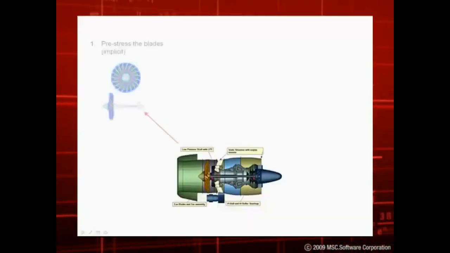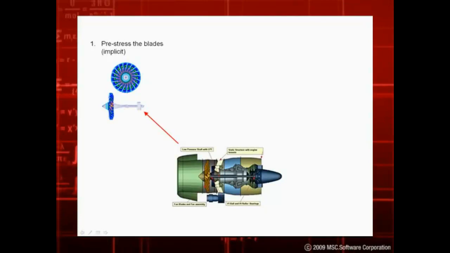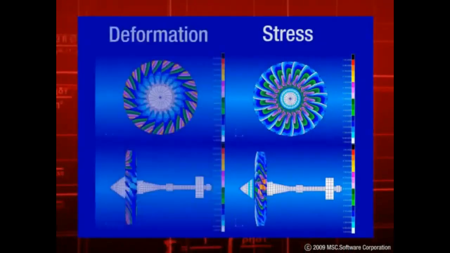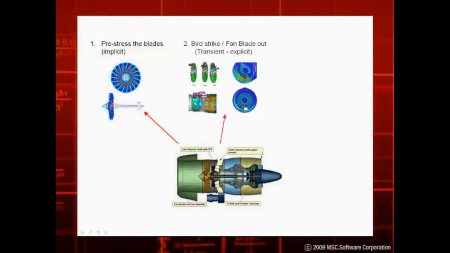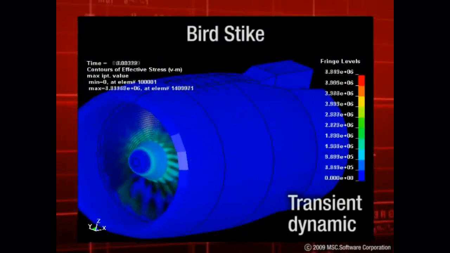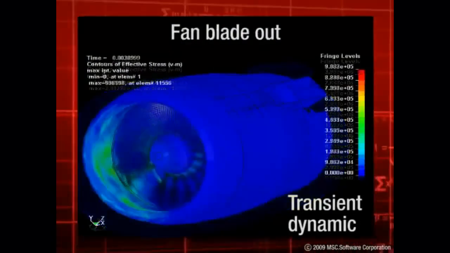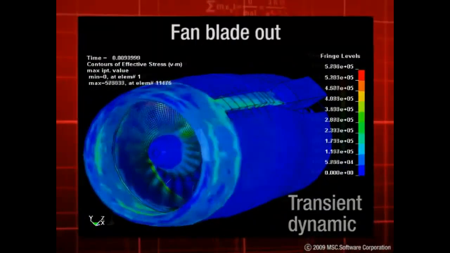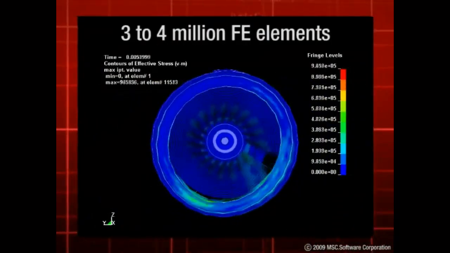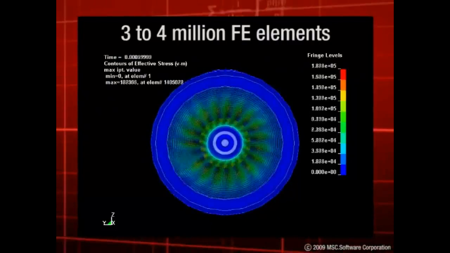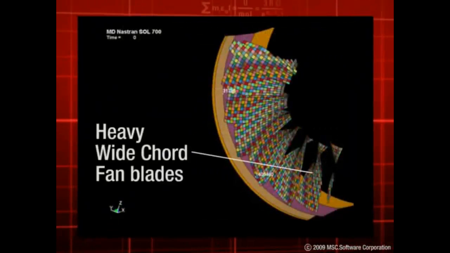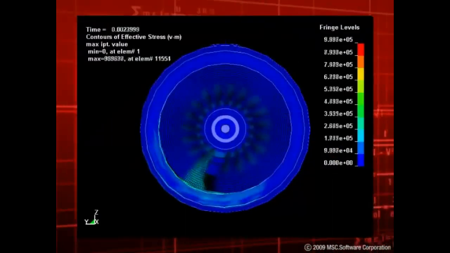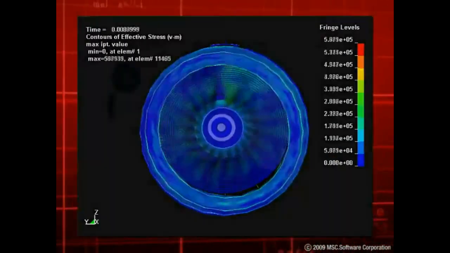1. Pre-stress analysis. This is done in order to capture the residual stresses and deformation of fan blades due to high rotational velocities. 2. The bird strike and/or fan blade out analysis. This is a transient dynamic simulation of the bird strike or the fan blade out analysis, or both. A typical fan blade out engine model can easily exceed 3 to 4 million finite elements. Also today, a fan blade out event can be extremely nonlinear because of the heavy wide chord fan blades incorporated in the new generation of high bypass ratio jet engines.